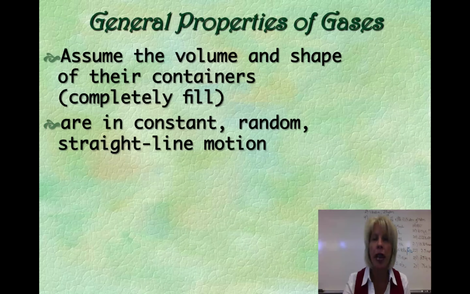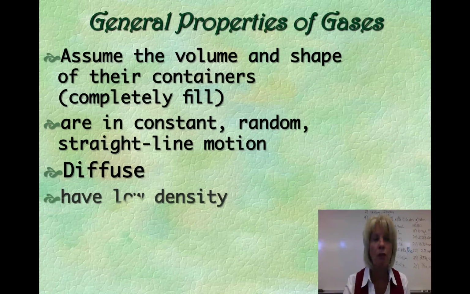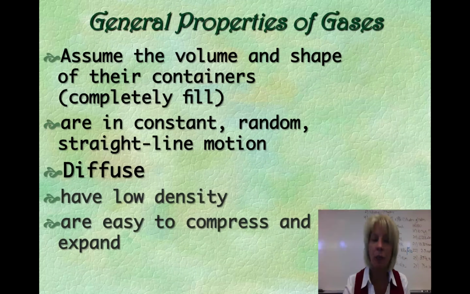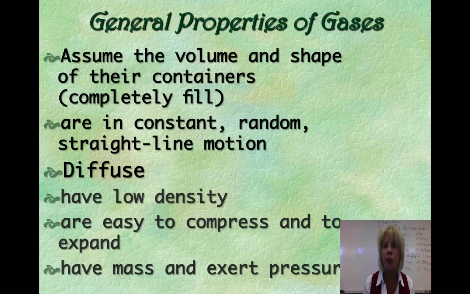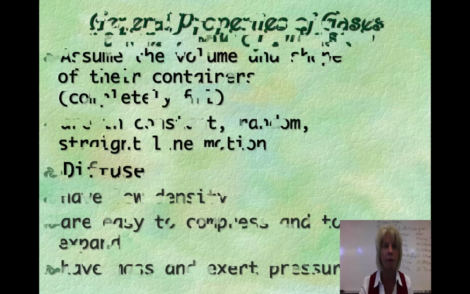Number two, gases are in constant, random, straight line motion. Number three, gases will diffuse. That means they go from a region of high concentration to a region of low concentration. Number four, gases have low density and they're easy to compress and to expand. And lastly, gases have mass and exert pressure. These are the general properties of gases that you should know for your exam.